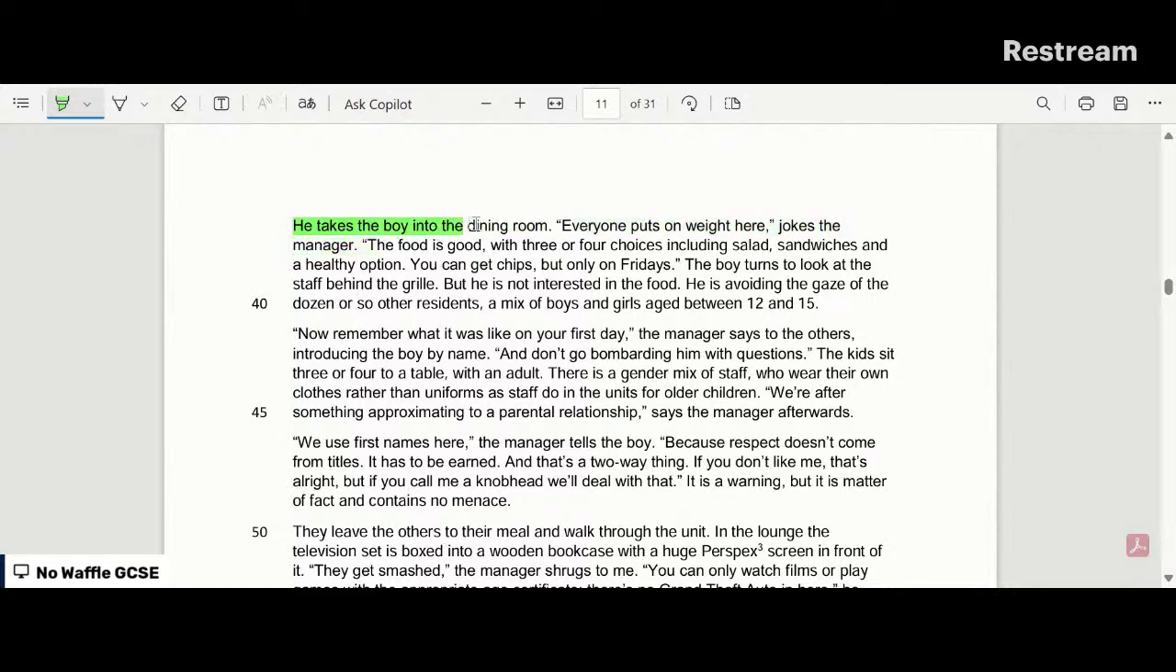He takes the boy into the dining room. Everyone puts on weight here, jokes the manager. The food is good, with three or four choices, including salad, sandwiches, and a healthy option. You can get chips, but only on Fridays. The boy turns to look at the staff behind the grill, but he is not interested in the food. He is avoiding the gaze of the dozen or so other residents, a mix of boys and girls aged between 12 and 15.